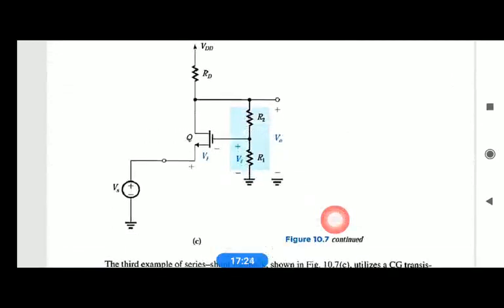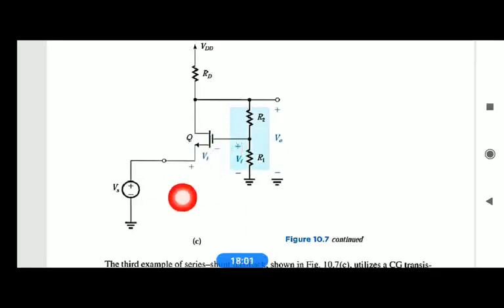And there is one more circuit given here. When you increase the Vs, see, here we apply KVL to this circuit, that is Vs minus Vi minus Vf equal to 0, which gives you Vi equal to Vs minus Vf. Vi is here the source to gate voltage of Q.